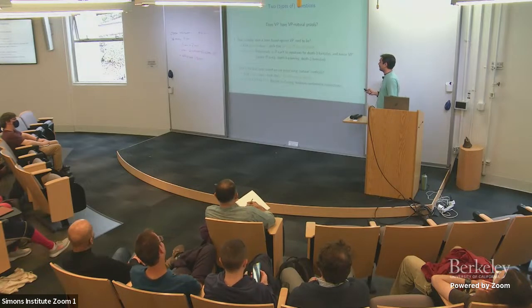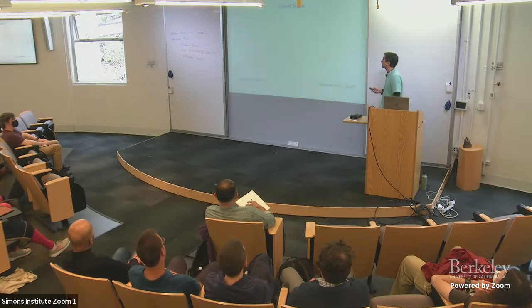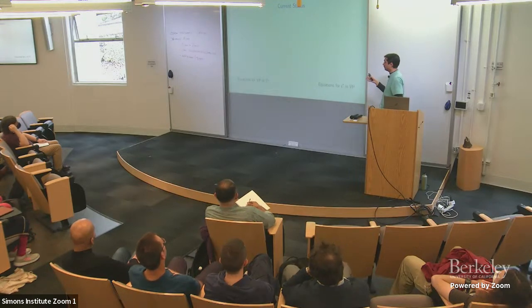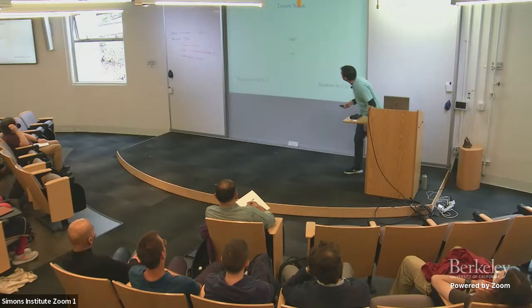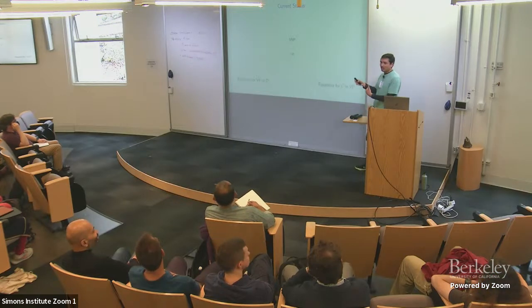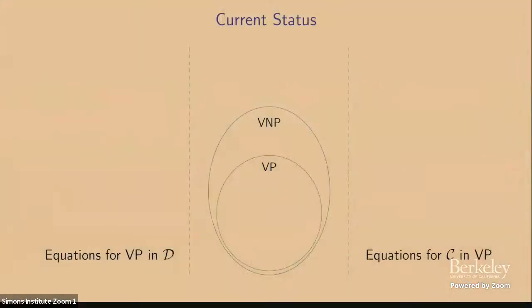Okay, so let me tell you what these things are. We are going to put both these results in these two buckets. Just for reference, maybe you can look there, there are some colors. There is VP and VNP, and of course this is not to scale, because VP is a much simpler class than VNP. VNP has permanent, VP is just determinant. Everything you know, like P/poly, is between those two ellipses.